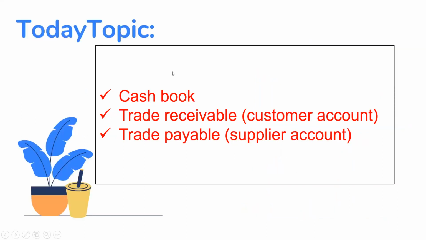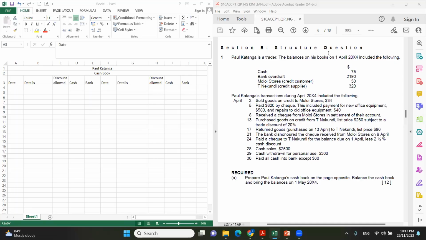And this question includes the trade receivable and trade payable. This is a question. Paul Kantaga is a trader. The balance on his book on 1st April 24 includes the following: cash, bank overdraft, Molloy store, credit customer, T. Nukudin, credit supplier. The question is just telling you that this is the beginning of the month and they have the balances.